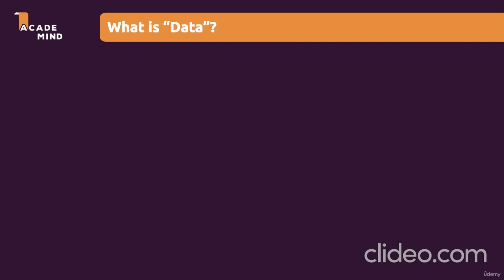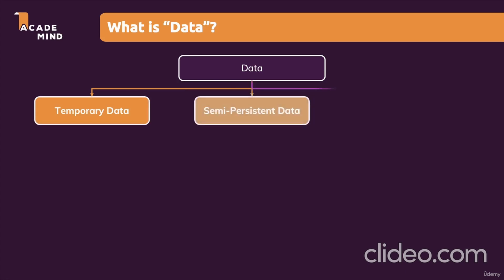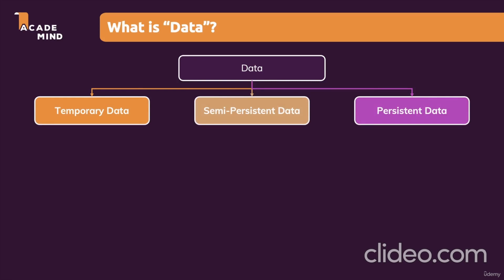But first of all, what exactly is data there for? Actually, it turns out that there are three main categories of data we could differentiate. That would be temporary data, semi-persistent data, and persistent data. Though I will say that these are definitions I came up with. These are not official definitions, but if you think about the different pieces of data you're interacting with when building a website, you will probably be able to categorize that data with these categories here.